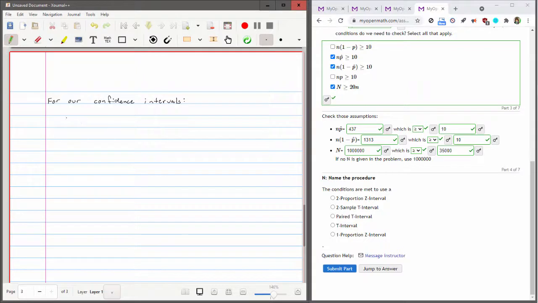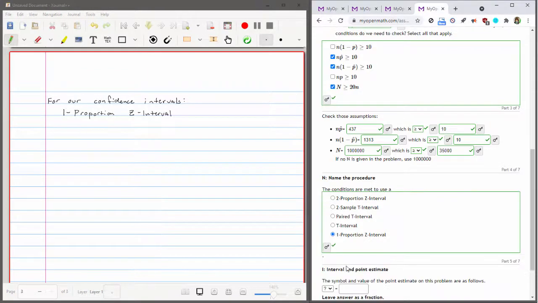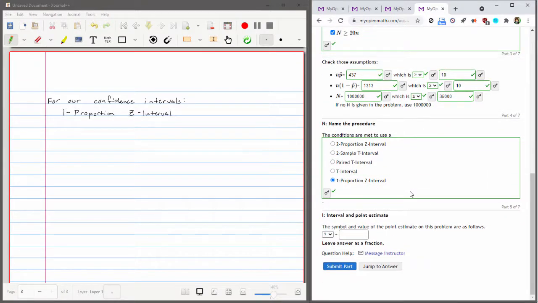And the procedure we'll use is the one proportion Z interval. And then we can just do that on the calculator. So first we need to come up with our point estimate. That's our statistic. That's the estimate that we have for our parameter, just using our sample.